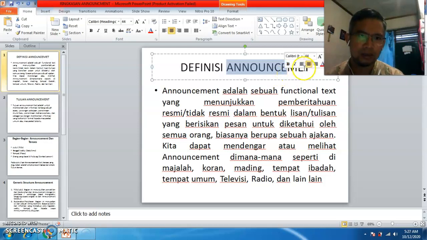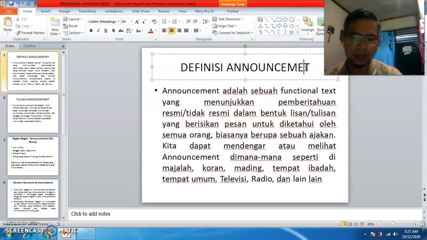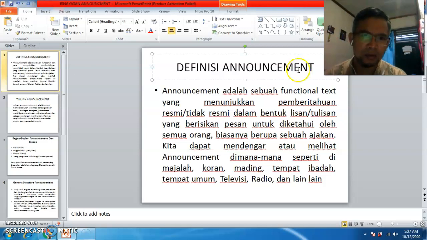Here there is a word that is given to the verb announce to become a noun. So announcement is a noun, but announce is a verb. So this is the difference between announce and announcement: one is a verb and announcement is a noun. Okay, let's start with the definition.